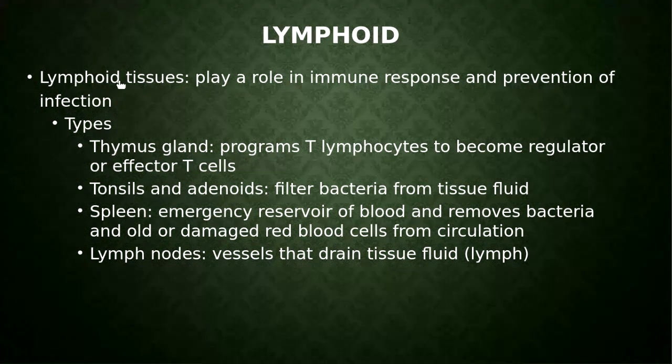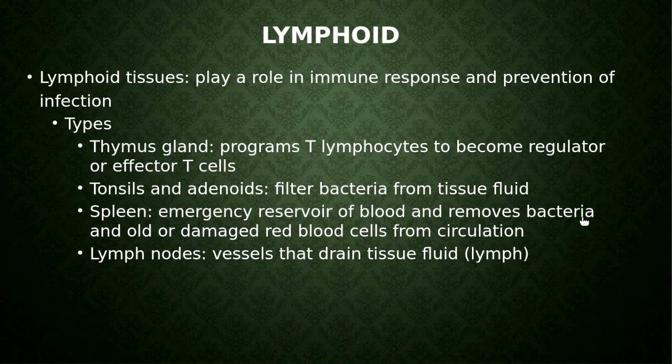So what's your lymphoid tissue? It consists of your thymus gland, tonsils, and adenoids. So the tonsils and adenoids actually filter bacteria from the tissue and fluid. Spleen is also a lymphoid structure, and not only does it reservoir for blood, but it also removes bacteria. Both old and damaged blood cells are also produced there. Then you have your lymph nodes. That's part of your lymphoid tissue as well.